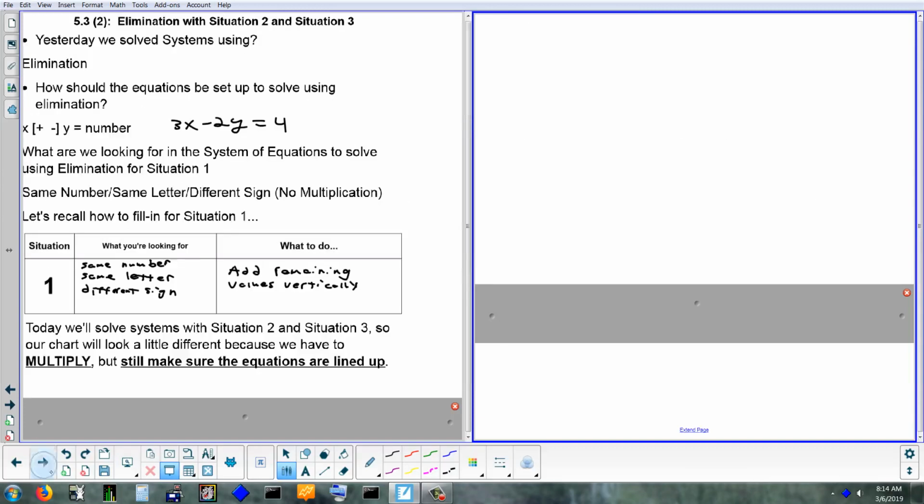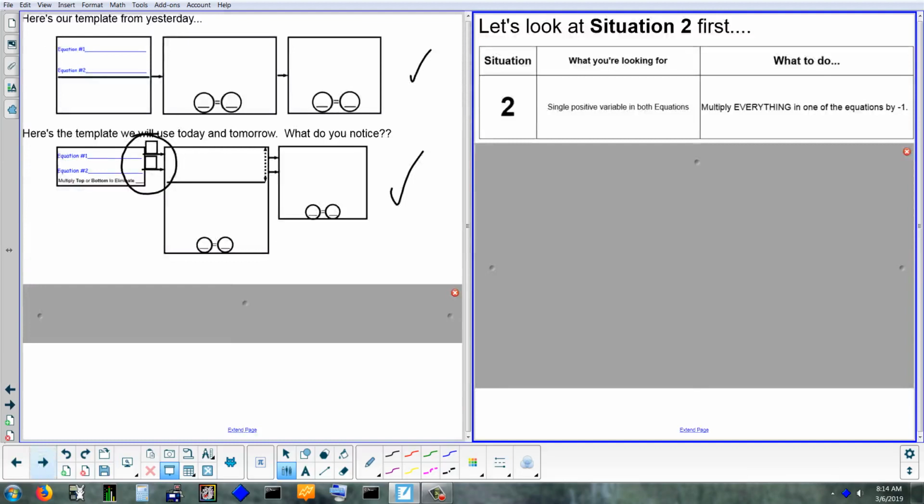Remember yesterday in the warm-up, we had you do a distributive property, put a number to all 3 terms, even a number after the equal sign. That's why we did that, because we're gonna be doing that today. We're gonna put a number. We're only gonna multiply in one of the equations, not both, just in one. And it all depends on what situation it is. Situation 2 or situation 3.